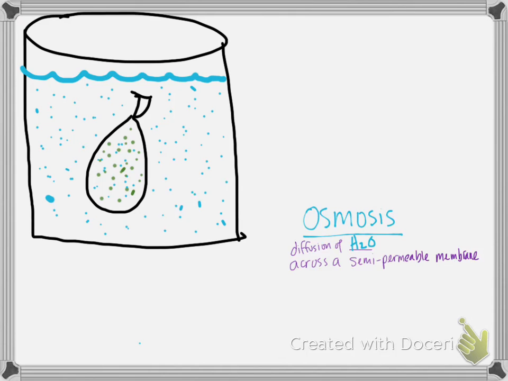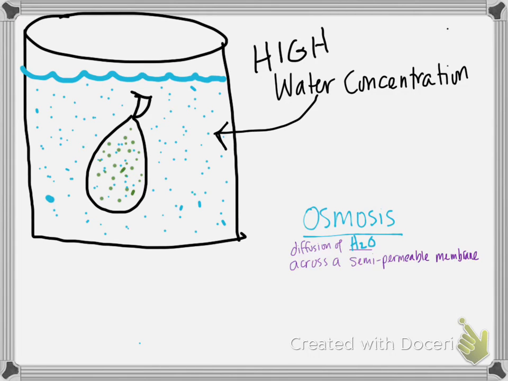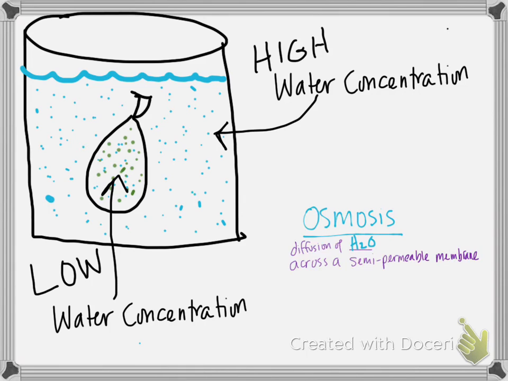So I've got this little baggie tied off. And inside the little baggie, I have some blue dots. That would be water. And I have some green dots, and that could be anything. It could be salt. It could be sugar. It could be something else. Where is the highest concentration of water? Inside the bag or outside the bag? Outside the bag. Where's the low concentration of water? Inside the bag. So, if water is going to diffuse, which way is the water going to move?